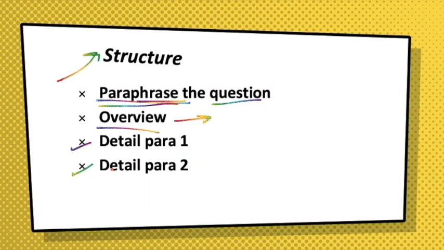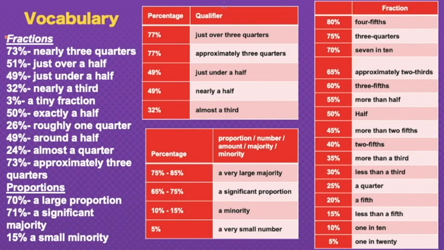Okay, so now we are going to take a look at what vocabulary we should use for writing pie chart reports. If you see these percentages, for 73% you can say nearly 3/4, 51% just over a half, 49% just under a half, 32% nearly a third. Because 33% would make it 1/3, we will call it nearly a third, right?